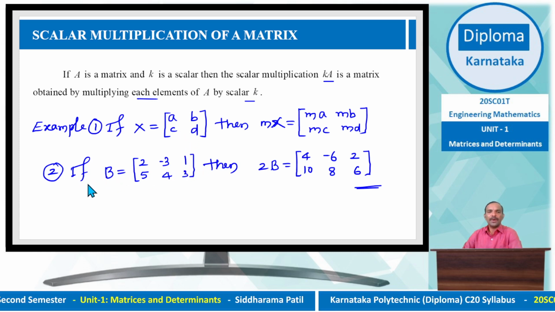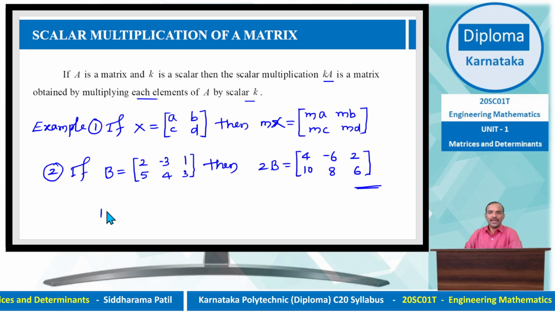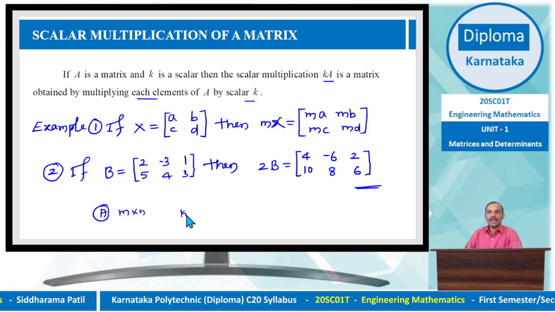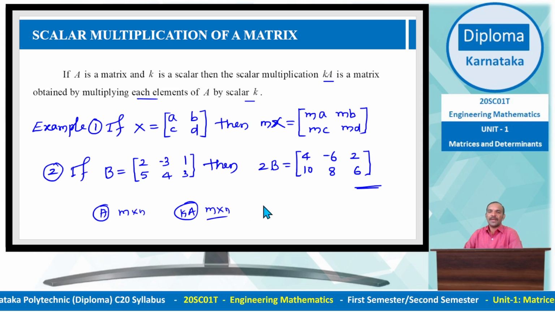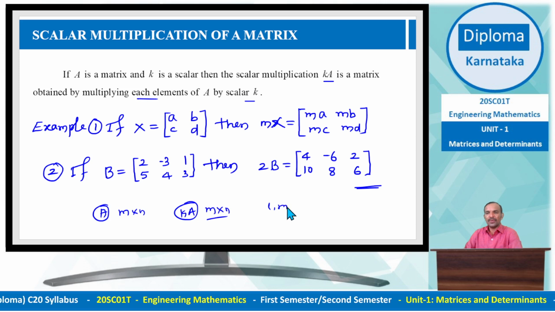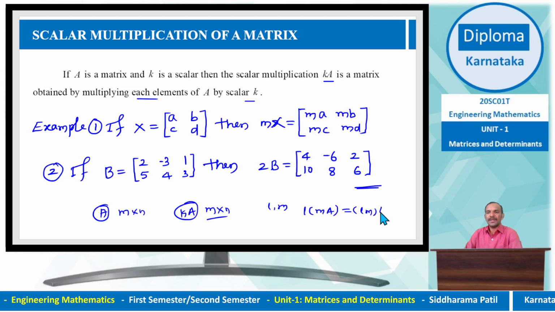Now there are some properties related to scalar multiplication. In general, what is the first property? If A is a matrix of order m cross n, then KA is also a matrix of order m cross n. Second property: if L and m are two scalars, then L into m into A, you can multiply the matrices that way.